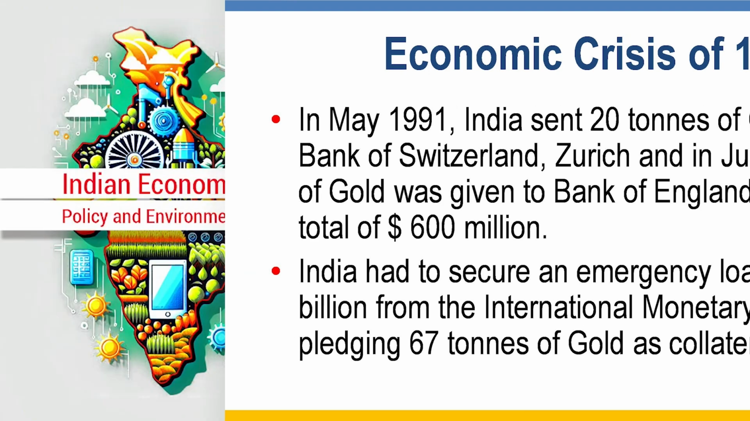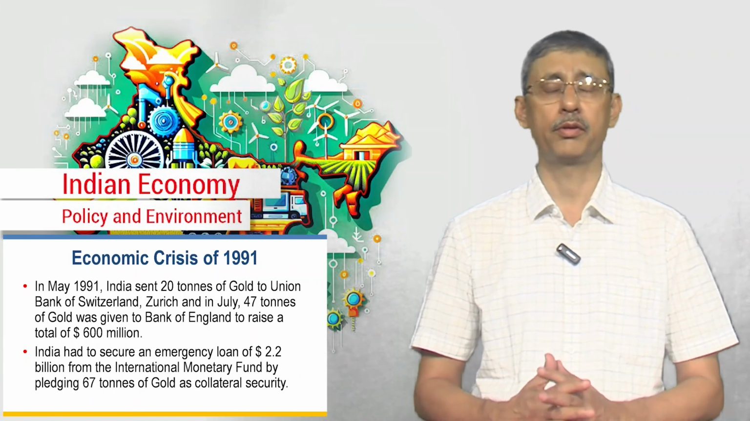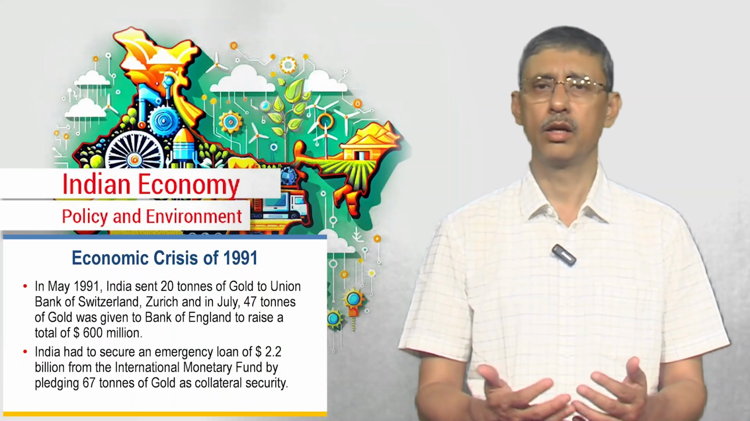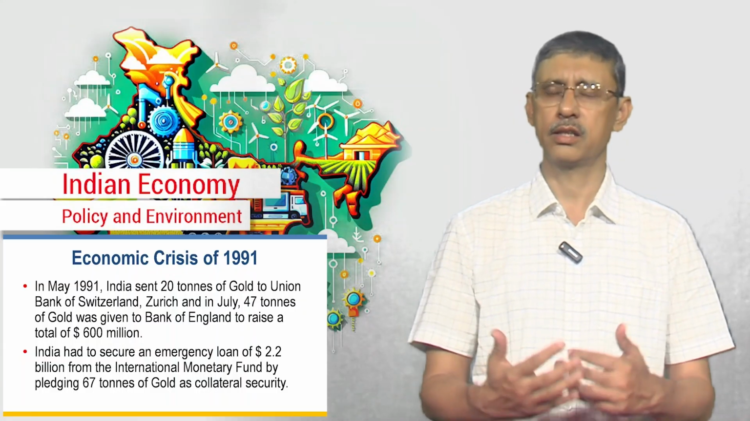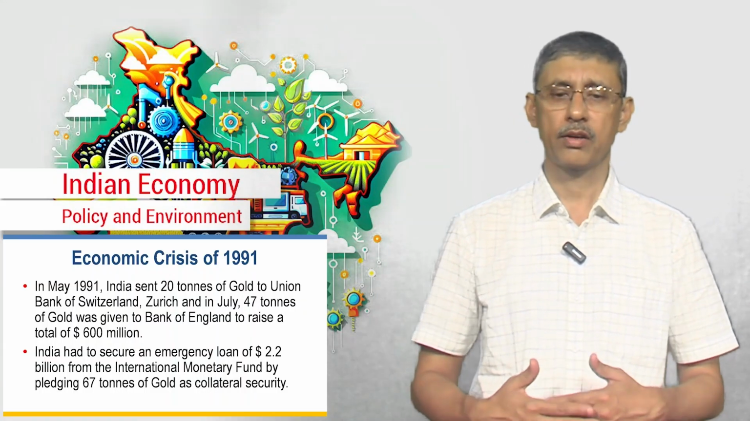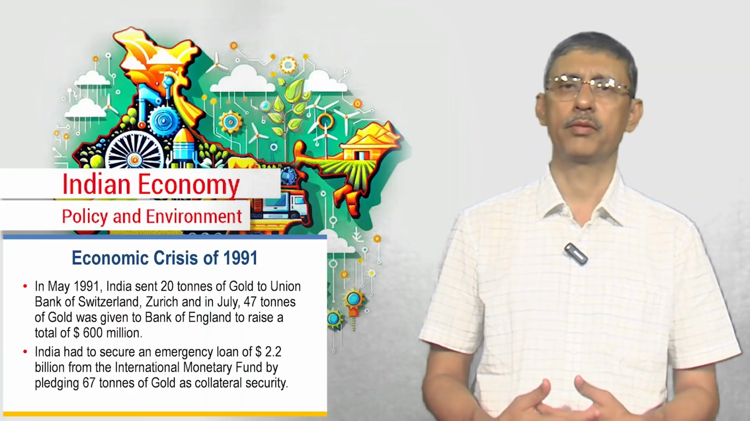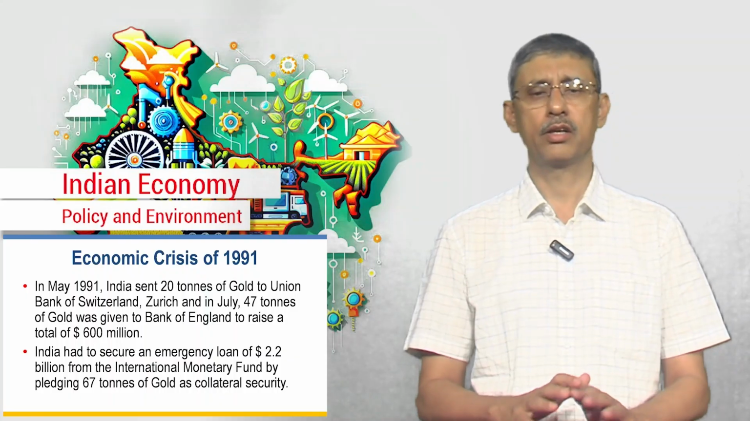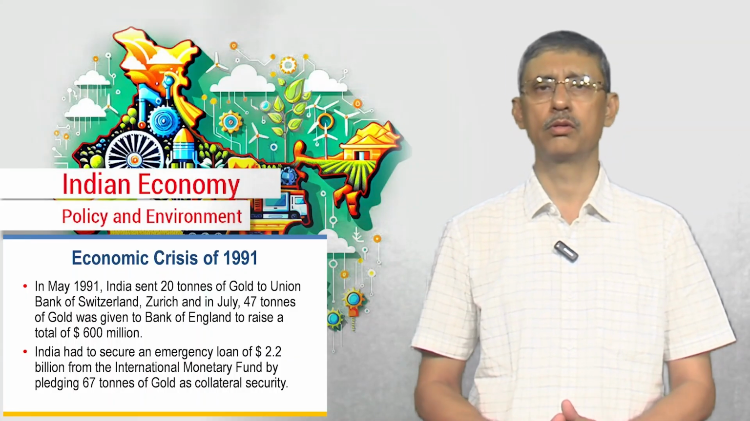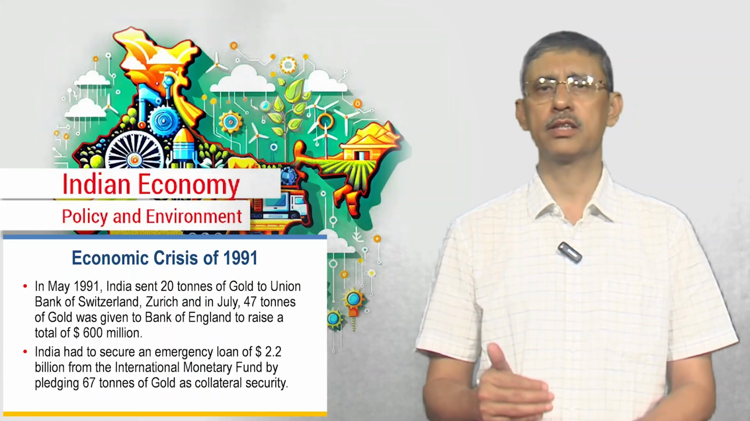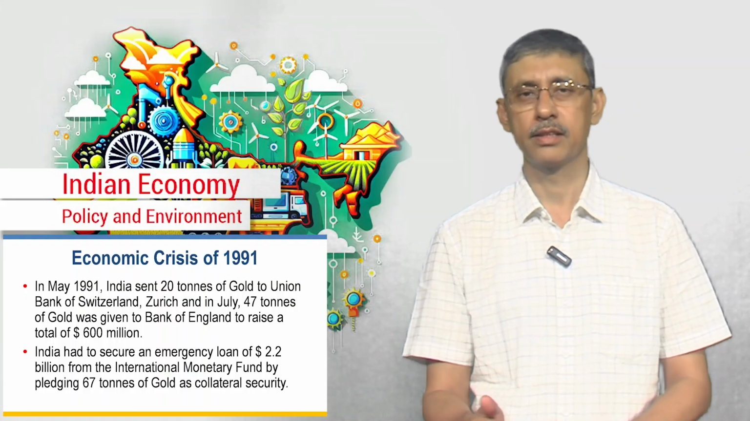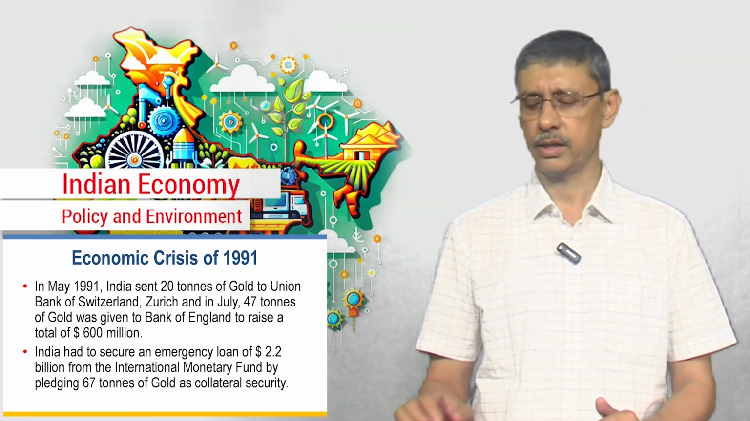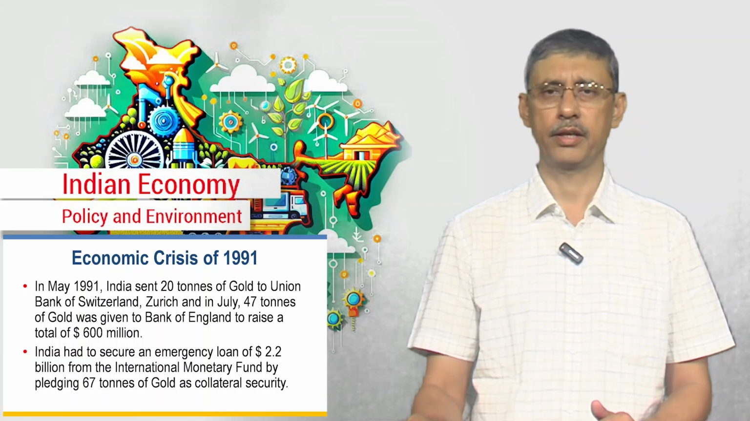gold as collateral security. So whatever gold reserve you have, you had to provide as a mortgage to get loans from different countries and international agencies to run your business, run your economy. So that was the kind of situation. And already there was a rumor that the country's condition is not good. So therefore, nobody was interested to give you a loan in any case. However, since you are providing mortgage, these banks were giving some amount of loans to India.